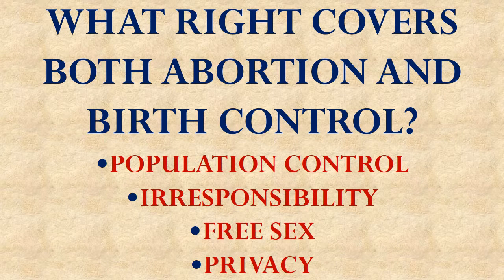What right that the Supreme Court recognized actually covers both abortion and birth control? Is it population control, a right to that? Or is it a right to irresponsibility? Or is it right to free sex? Or is it a right to privacy? The Supreme Court in the Griswold case claimed they had discovered a right to privacy, which was big enough to include the ability to choose whether or not you were going to get birth control. In Roe v. Wade, they decided this right to privacy was also big enough to cover the choice to get an abortion.